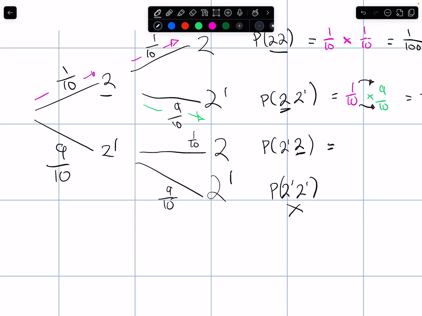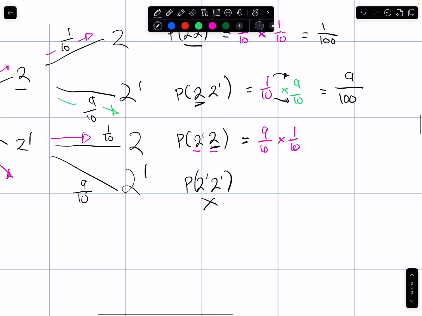Same thing, right? Let's go again. We're going to do the probability of not 2 followed by 2. So then we follow the tree diagram. Probability of 9 out of 10 multiplied by, let's go this way, the probability of 2, 1 out of 10, which again is 9 out of 100.